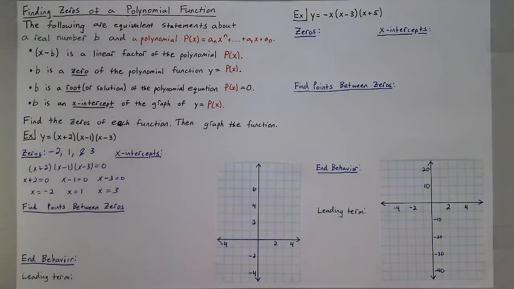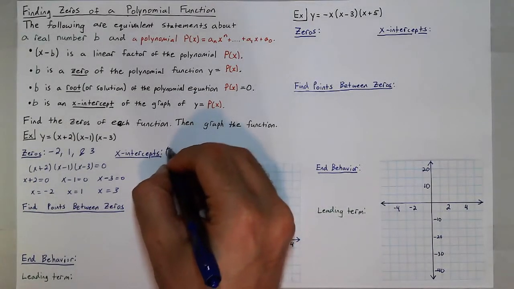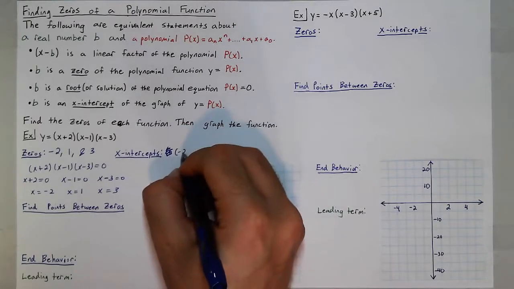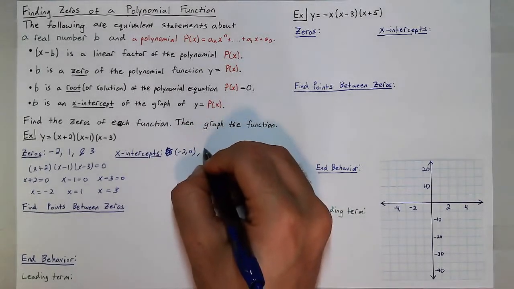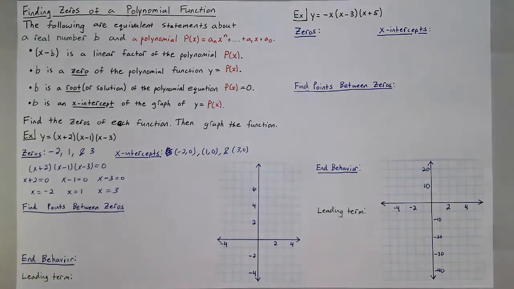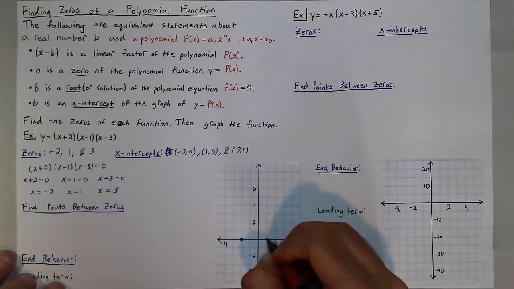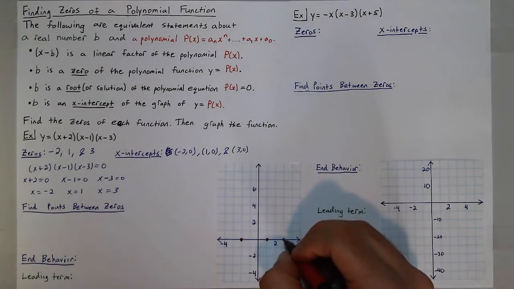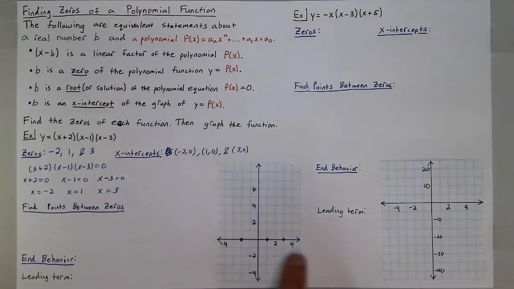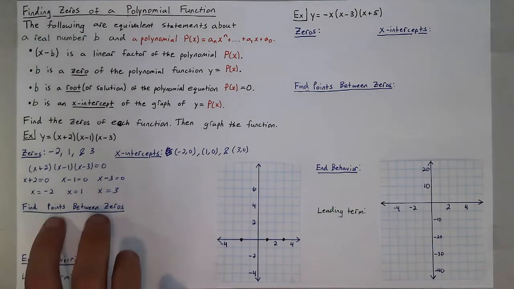Now, how does that translate to an x-intercept? Well, I just put them as a point. So negative 2, 0; 1, 0; and 3, 0. So these are my 3 points on my graph. But that doesn't help me form this graph. That's just 3 points along the x-axis. I do need to find other points so I can understand how it may bend through the space. So we're going to find points between the zeros.